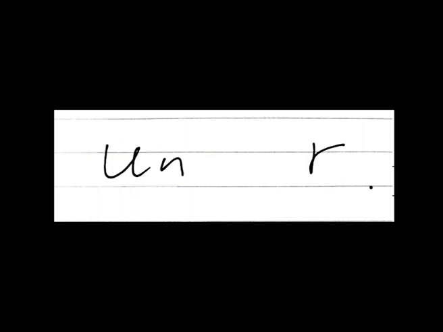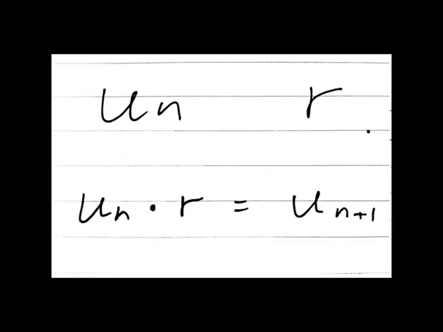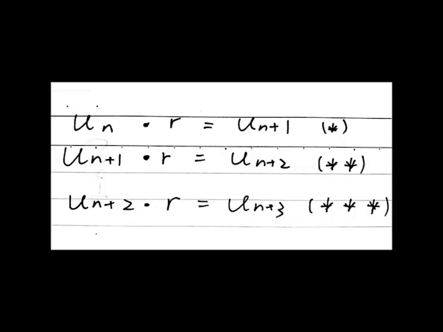Examine the definition, pause the video if you want, and probably you can come up with a formula. Yes, what we got is un times r equals un plus 1. This formula is really significant because from it we'll be able to derive equations that apply to not only un and un plus 1, but also generally all terms of the geometric sequence u. So from this equation we can do some derivations.